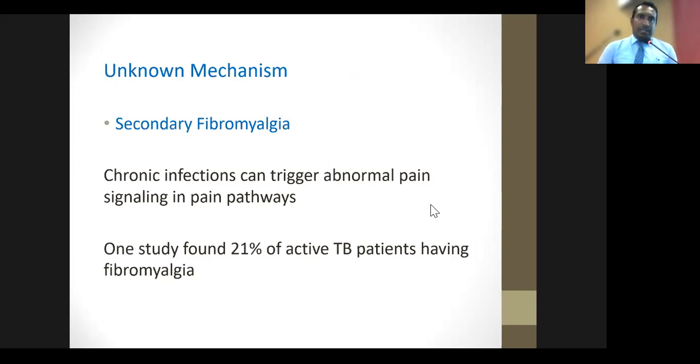So we move on to the last mechanism, unknown mechanism, secondary fibromyalgia. And it's very common in rheumatological diseases. We all know that it's due to triggering of abnormal pain signaling in the pain pathways. Likewise, in chronic infections also, due to chronic inflammation and infection, like in TB, fibromyalgia can occur. One study has found that about 21% of active TB patients have fibromyalgia.